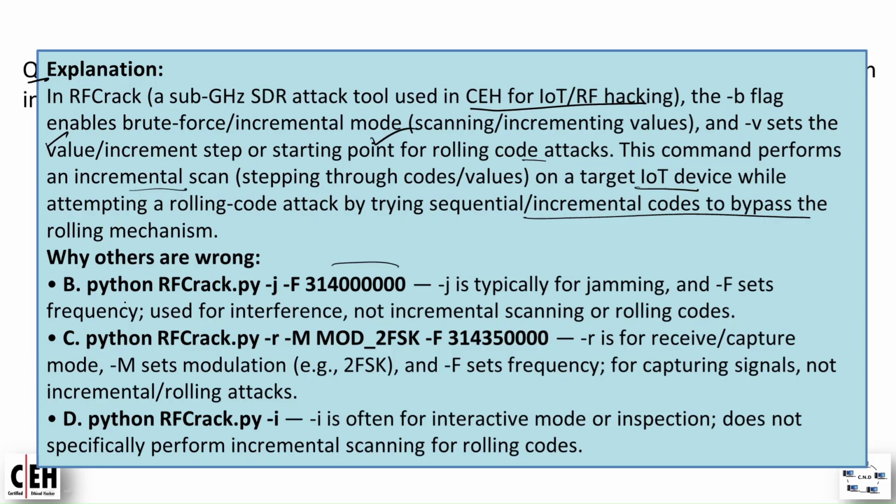So why the other options are wrong? Option B, -j is typically for jamming and -f sets frequency, which is used for interference, not incremental scanning or rolling code. Option C, the -r is for receive capture mode and -m sets modulation, for example 2FSK, and -f sets frequency for capturing signals, not incremental and rolling attacks. And option D, python rfcrack.py -i. -i is often for interactive mode or inspection and does not specifically perform incremental scanning for rolling codes.